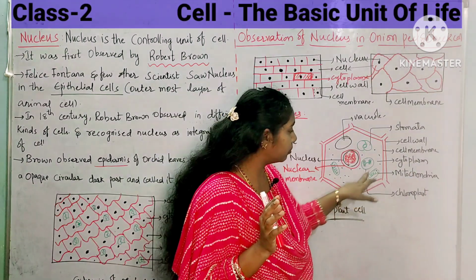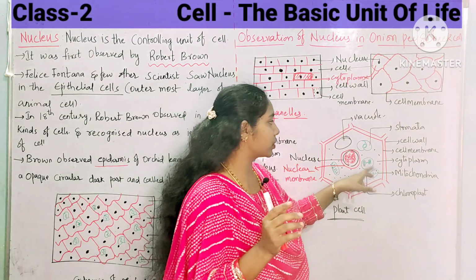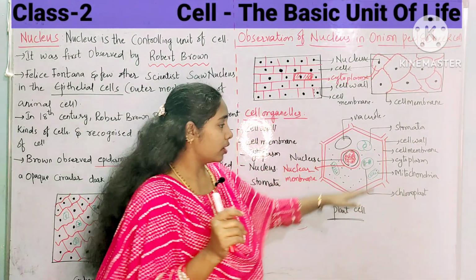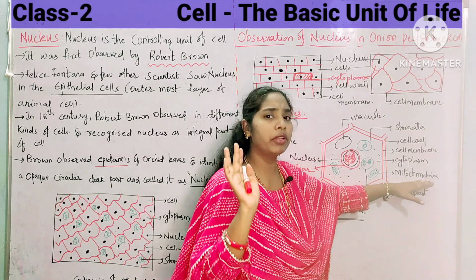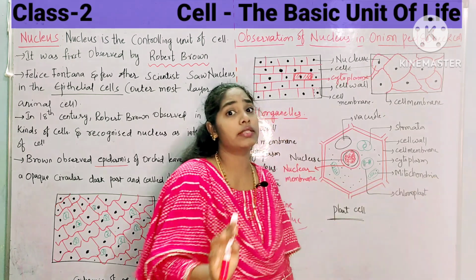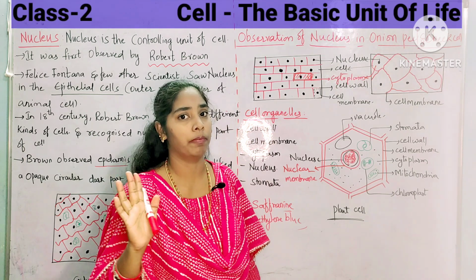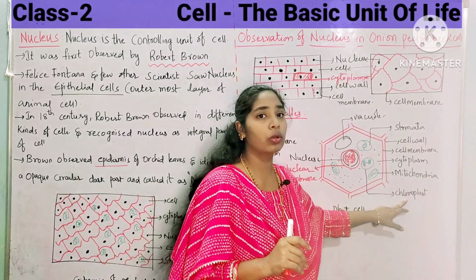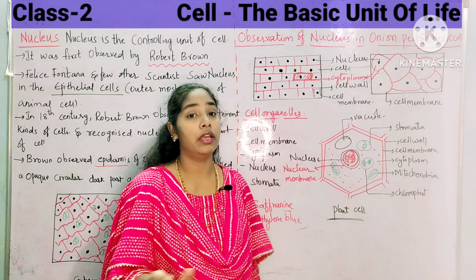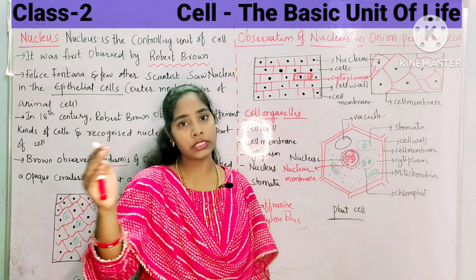Next, there are some bean-shaped, rounded structures. Those bean-shaped structures are called mitochondria. In a simple way you have to remember that mitochondria is called the powerhouse of the cell. Next, chloroplast, this green part is called the chloroplast. Here the food is prepared. Here the photosynthesis process takes place.